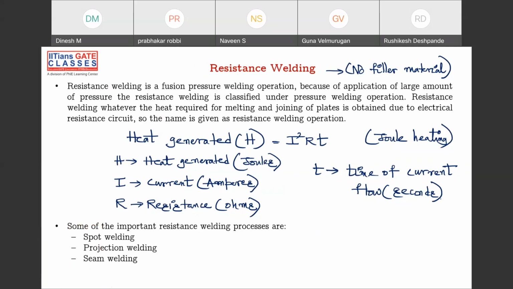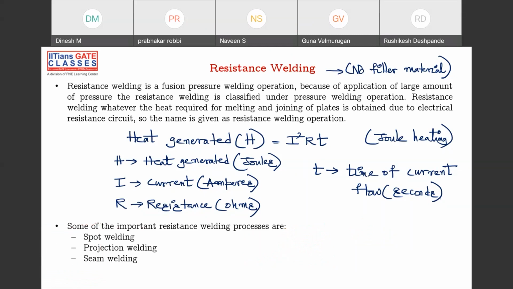What is the category of welding if you're not using filler material? Anyone? I told you, if you're not using filler material, there is one kind of welding. If you're using filler material, it is some other welding. I told you, what was that welding? Anyone? If you're not using filler material, what was that welding? Yes, Naveen, it is autogenous welding. You're right. It is autogenous welding.